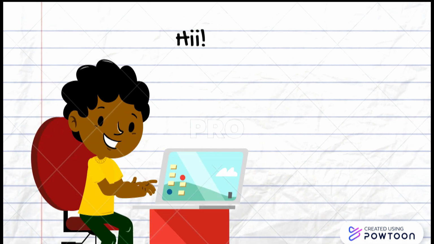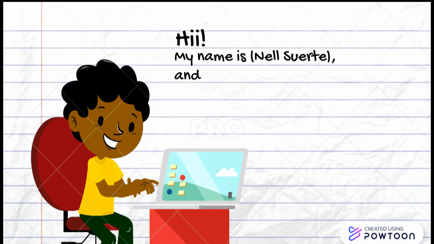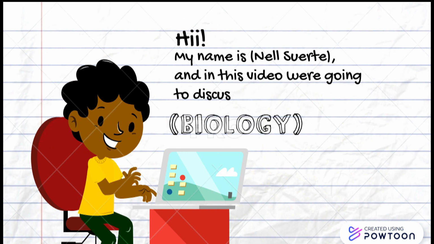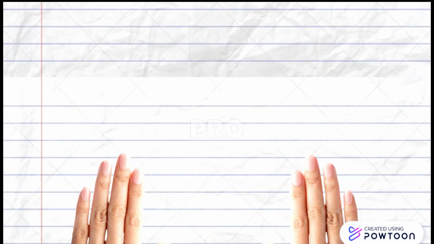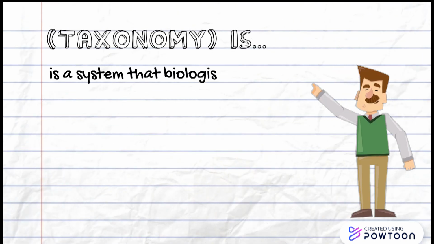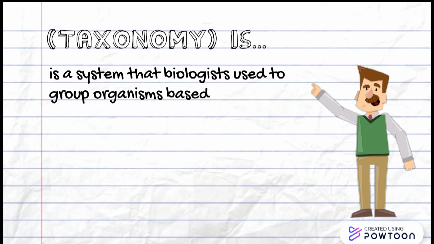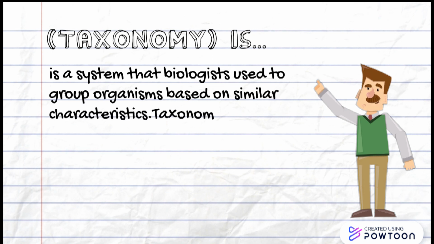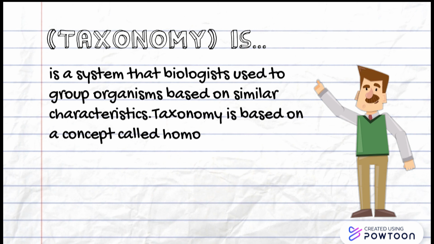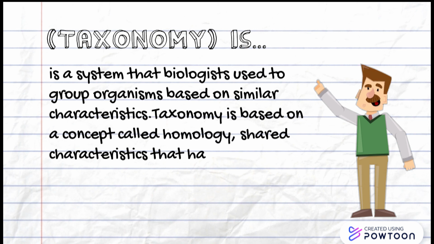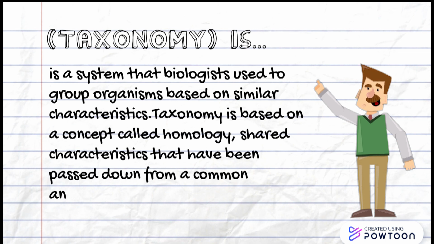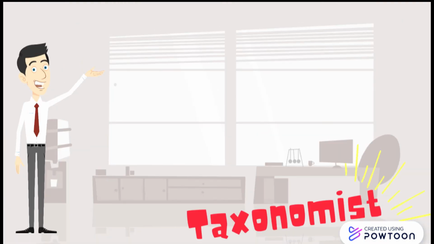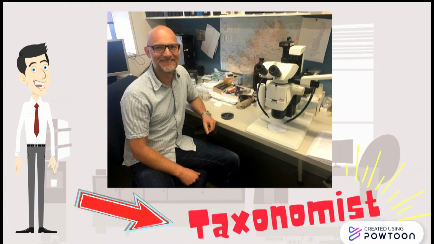Hi, my name is Nao Suerte, and in this video, we are going to discuss taxonomy. Taxonomy is a system that biologists use to group organisms based on similar characteristics. Taxonomy is based on a concept called homology, shared characteristics that have been passed down from a common ancestor. Biologists who study taxonomy are called taxonomists.